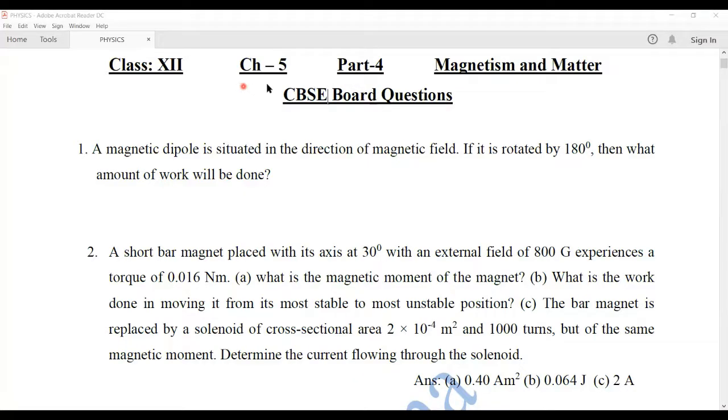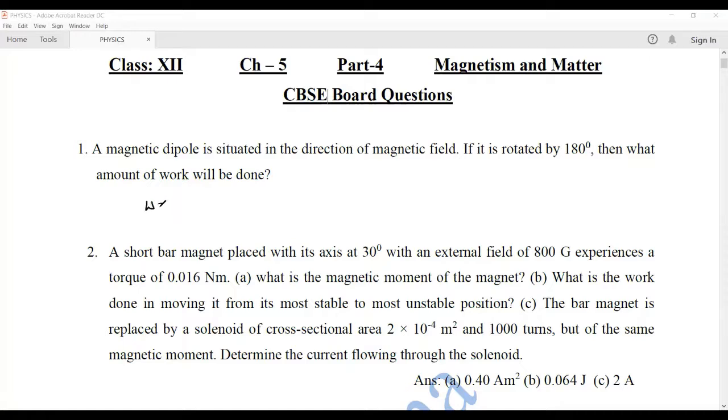In part 4 of chapter number 5, Magnetism and Matter of class 12th, we'll discuss some CBSE board questions. Question number 1 is, a magnetic dipole is situated in the direction of the magnetic field. If it is rotated by 180 degree, then what is the amount of work done?